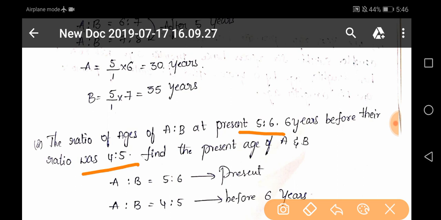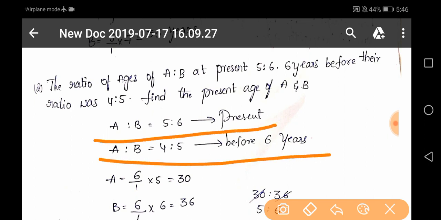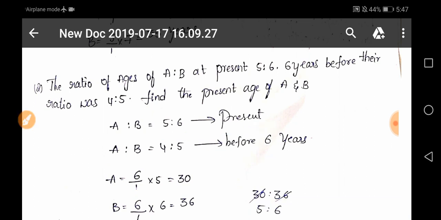and find the present age of A and B. So we have to find out the present age of A and B. So we will not do it in the general method. This is the present age they have given, this is the age before 6 years they have given. So just simply write that.